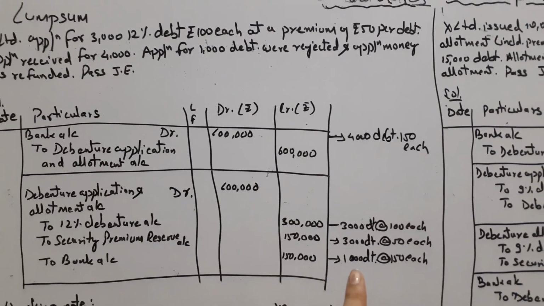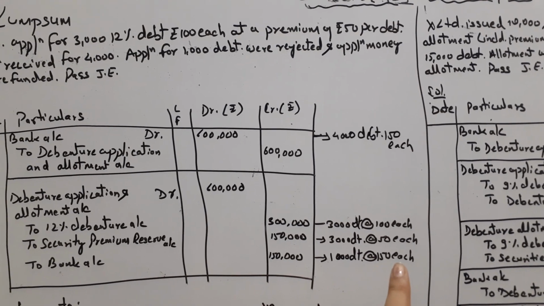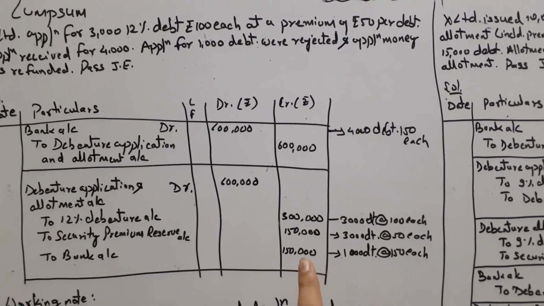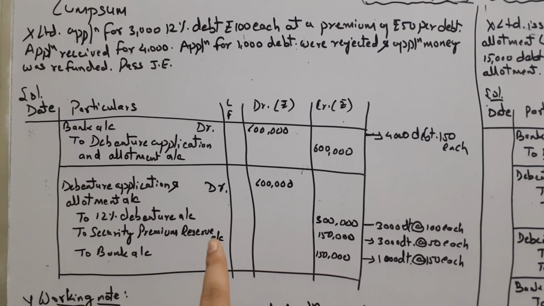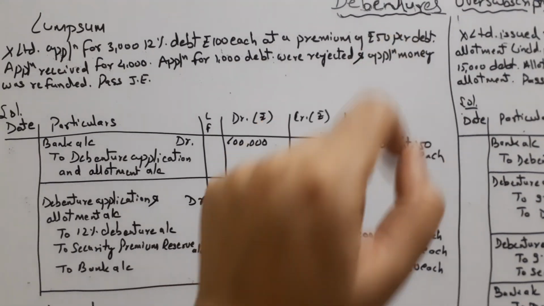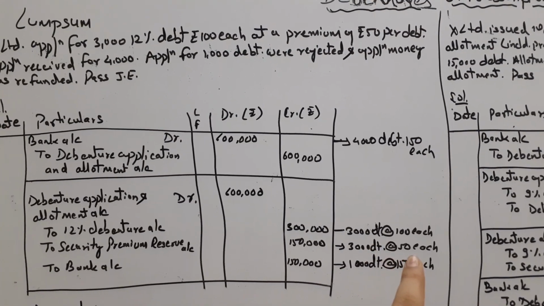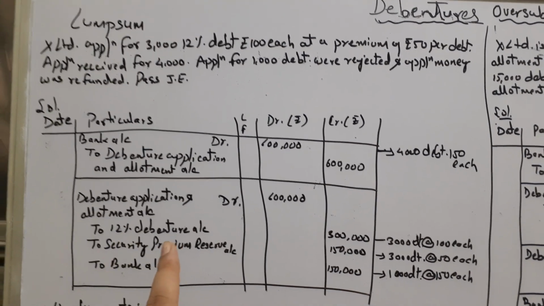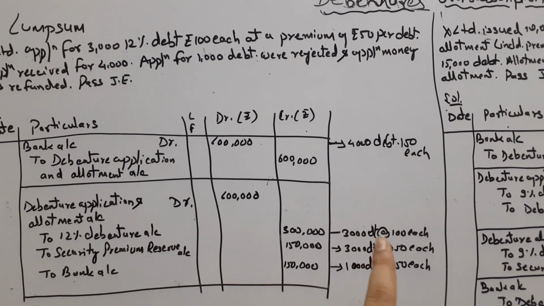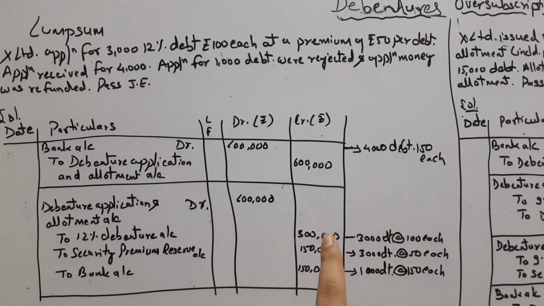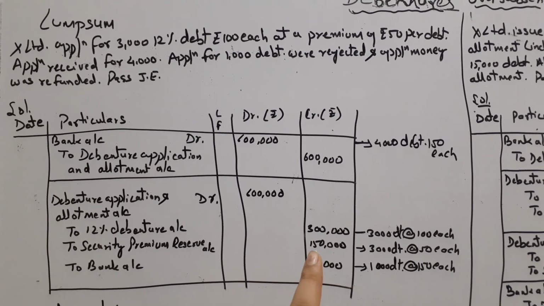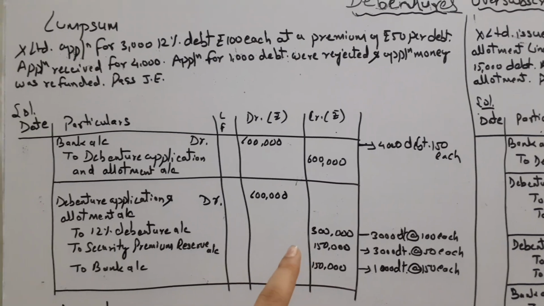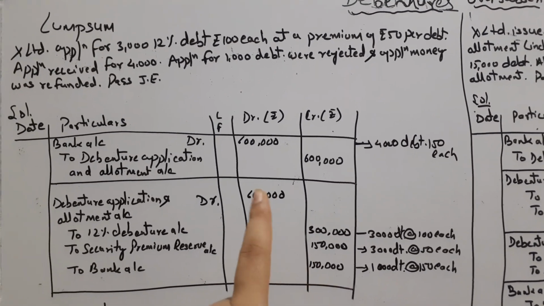So these 1000 debentures multiplied with 150 rupees, that gives you 1,50,000. To security premium reserve account, we have a premium of 50 rupees. So 50 rupees multiplied with 3000 debentures, 1,50,000. And to 12% debentures account, 3000 debentures multiplied with 100 rupees each. So this gives you 3 lakh. 3 lakh plus 1,50,000, 4,50,000. 4,50,000 plus 1,50,000 gives you 6 lakh.